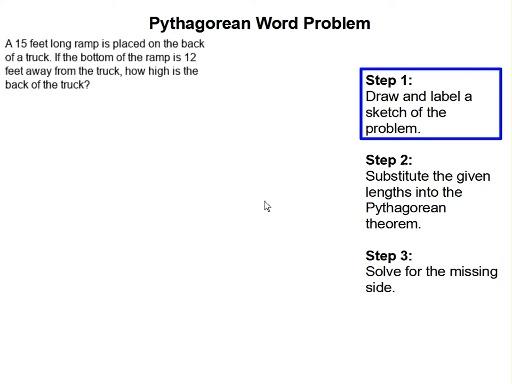It says a 15-foot long ramp is placed on the back of a truck. If the bottom of the ramp is 12 feet away from the truck, how high is the back of the truck?